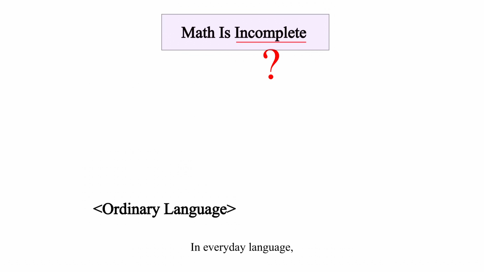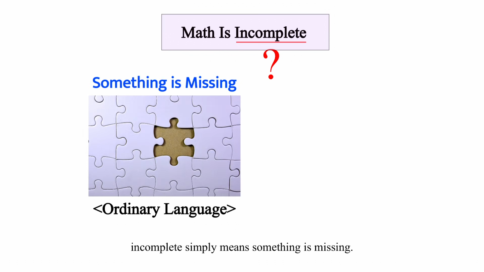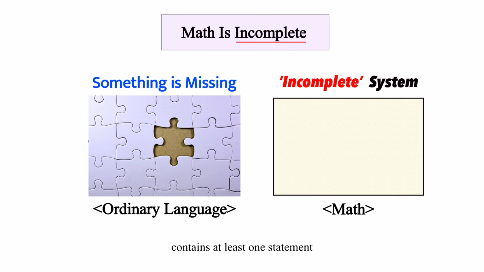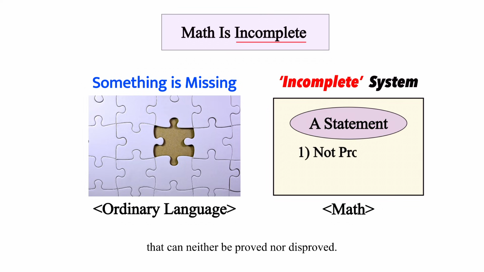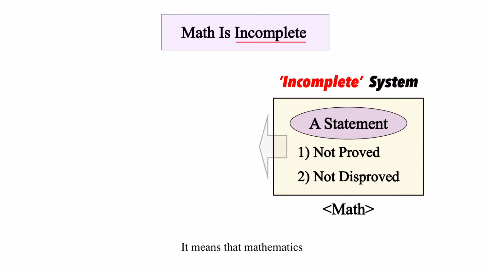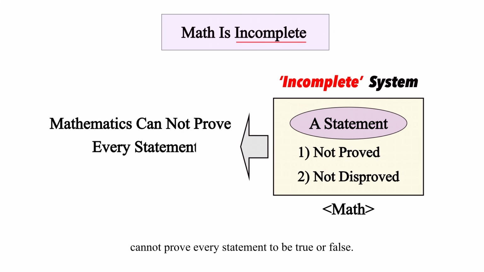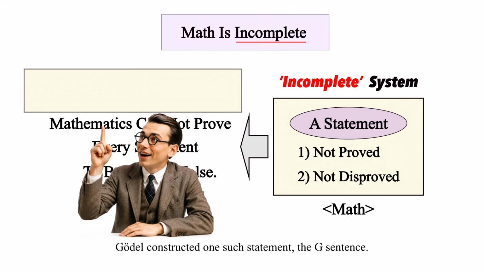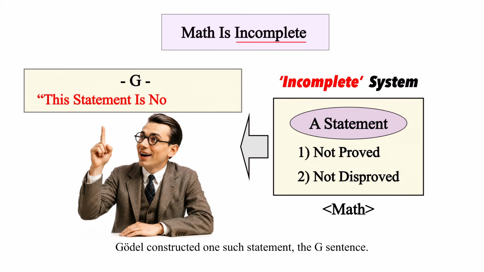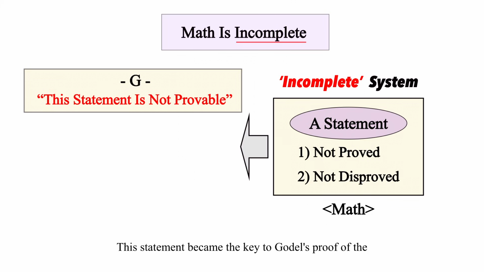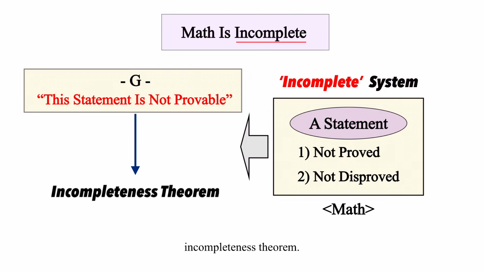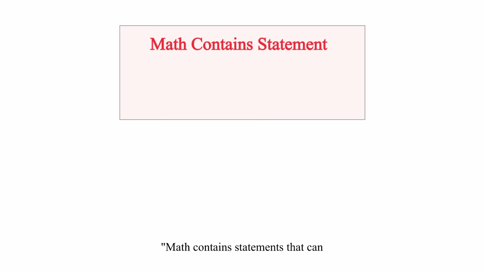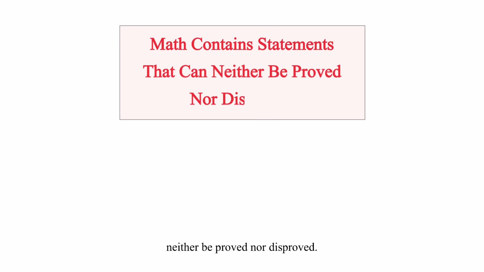In everyday language, incomplete simply means something is missing. But in mathematical logic, an incomplete system contains at least one statement that can neither be proved nor disproved. It means that mathematics cannot prove every statement to be true or false. Gödel constructed one such statement, the G sentence. This statement became the key to Gödel's proof of the incompleteness theorem. Now our sentence becomes, math contains statements that can neither be proved nor disproved.